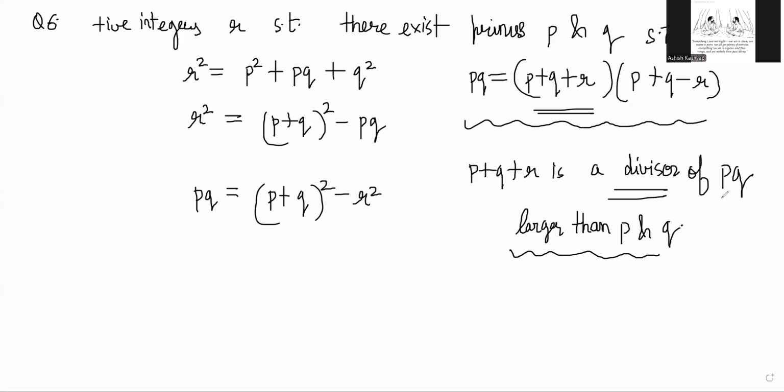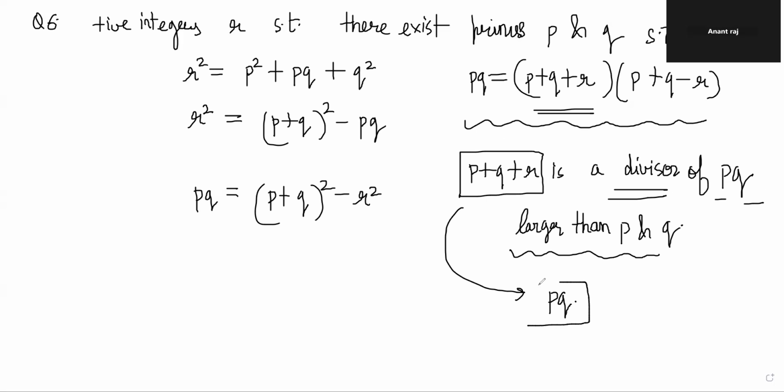Larger than P and Q, correct? But P and Q were primes, so pq is a product of primes, right? So there will be no divisor larger than this except pq, right? Do you understand what I am saying? The only larger divisor of pq is pq only. So we can say that this must be equal to PQ, and then this is automatically equal to 1, right?